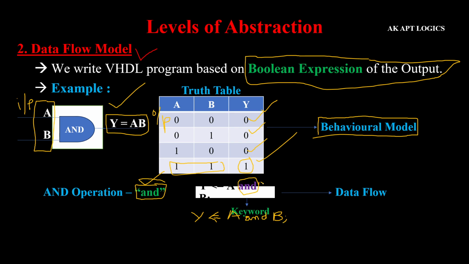This thing is not clearly visible, so I have written the statement which is in the white box. So "and" is a keyword. Okay, it's not user defined. A and B are the user defined, which are the inputs and outputs. And this particular less than or equal to is an assignment operator. It's simply like an equal to.